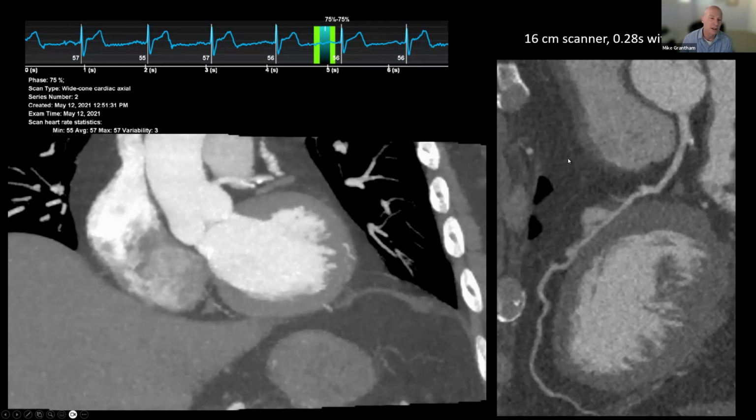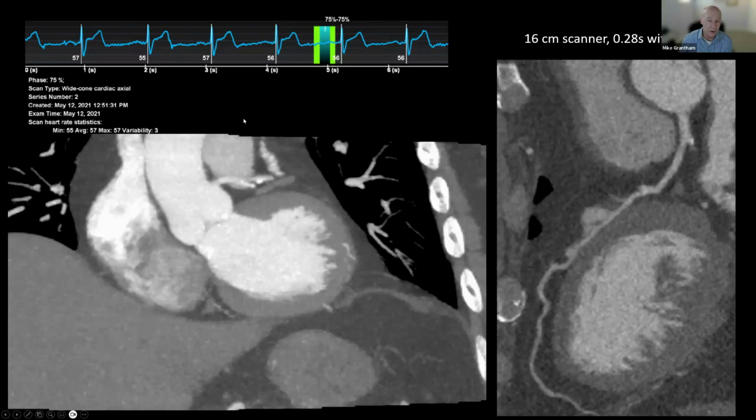And why is that? Well, let's say 1 out of 6 beats were bad. With a single beat acquisition, you have a 1/6 chance of acquiring on a bad beat. So the chances of you acquiring on a good beat are actually very good. Whereas if you have a 6 beat acquisition, the chances of you acquiring images on a bad beat is very high. So I feel at least that the wide detector scanners do a better job for the irregular heart rates.